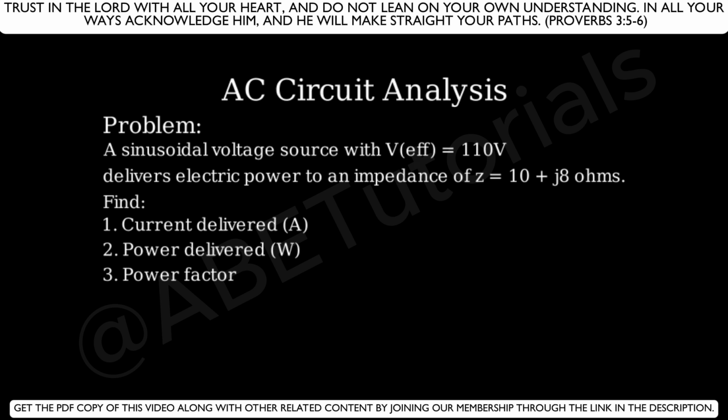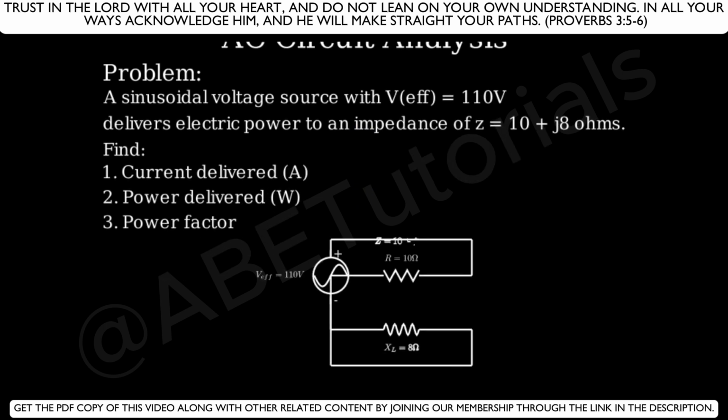Let's start by drawing our circuit. We have a sinusoidal voltage source with an effective value of 110 volts, and we have a complex impedance of 10 plus J8 ohms. The impedance consists of a resistive part of 10 ohms and a reactive part of 8 ohms. Since the reactive part is positive, this means it's an inductive reactance.